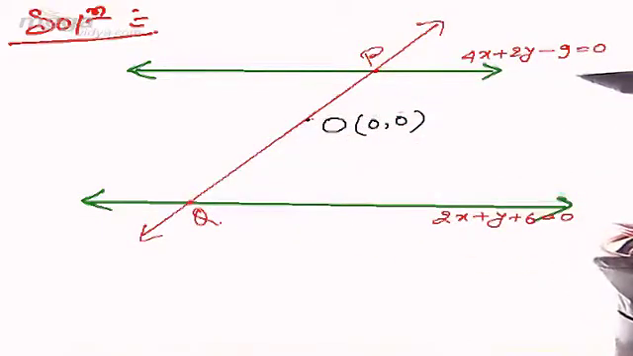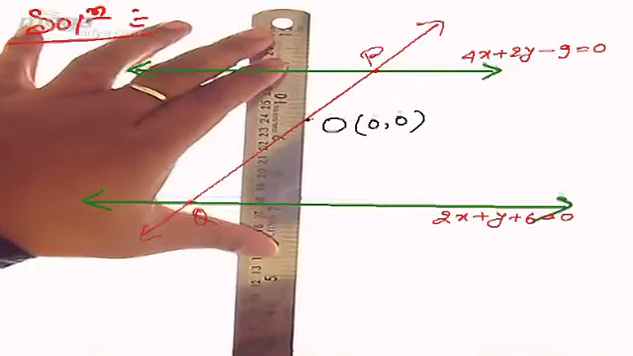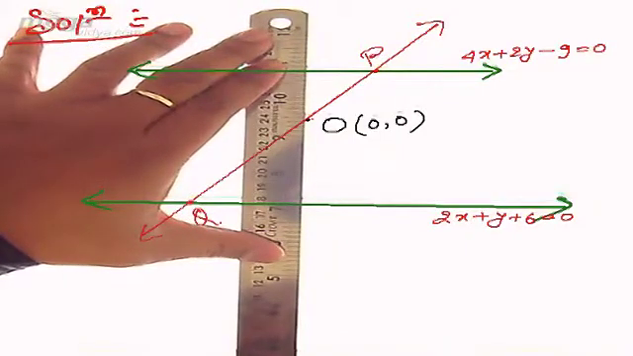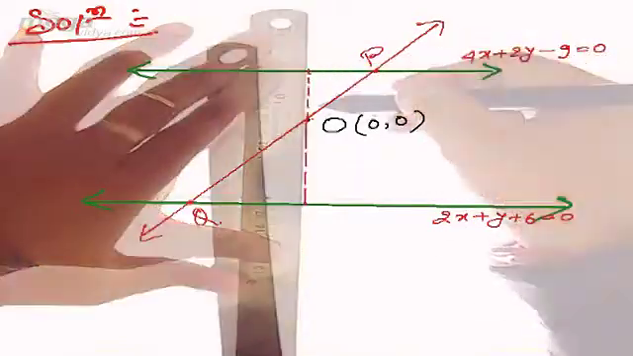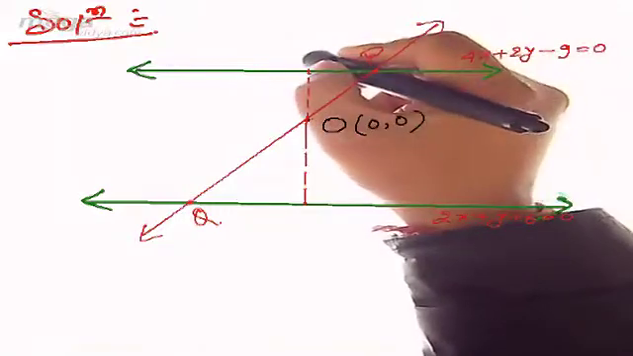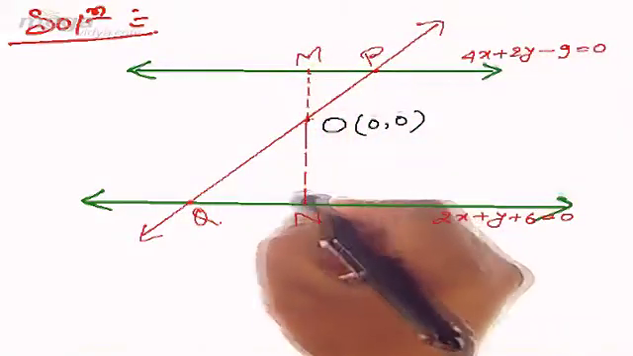Now student, what we will do here, just remember class 10th or 9th. You did similar triangles in geometry. We will use that property here. Because the first line and second line are parallel, I am drawing a perpendicular through O. Suppose this perpendicular through O intersects the first line at M and the second line at N.